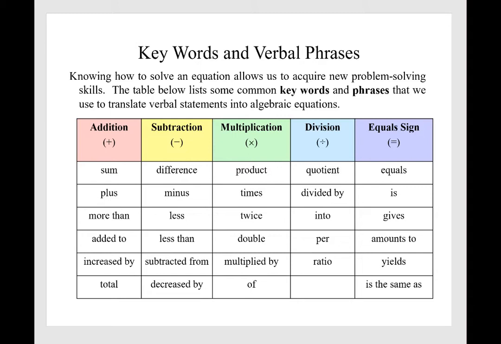The first column is all those words that can mean addition. Again, be careful with more than, added to, increased by. Be careful with those because in the English language they can mean a little bit different things. Same with subtraction: less, less than, and subtracted from. Make sure you're being very careful with those translations. Multiplication, division, and everything that can mean equals. These are all different.